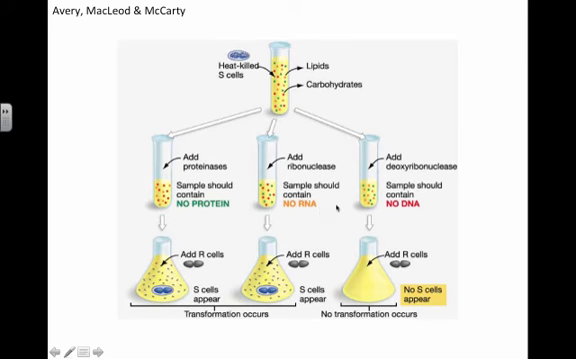In the tube where they degraded RNA, they got transformation. In the tube where they degraded DNA, they got no transformation. And so this was pretty good conclusive evidence experimentally that, if you knock out DNA and you can't get transformation, that DNA must therefore be the genetic material. Think about it for a second. It's a beautiful experimental design. Unfortunately, it really wasn't enough to convince everybody.